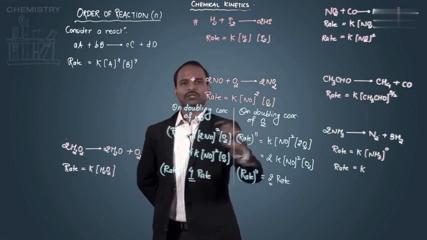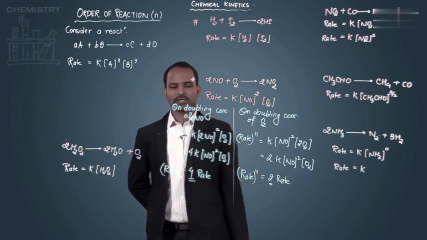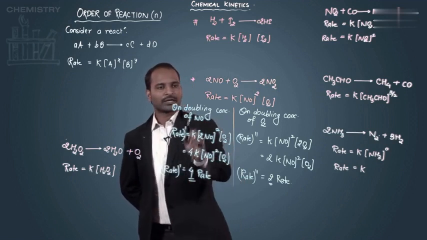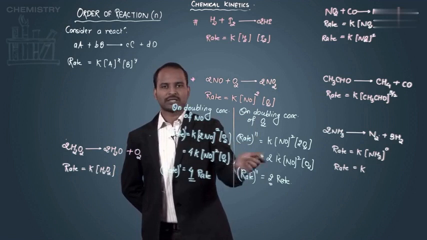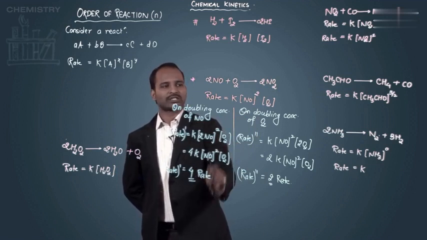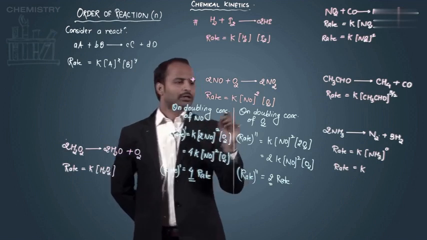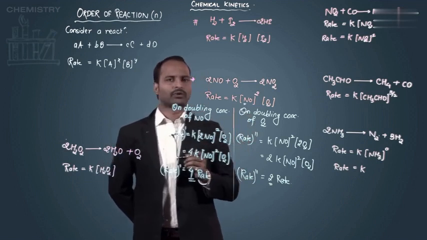If I'm doubling the concentration of O2, the rate of reaction increases by 2 times. So just by looking at this example, I can say rate depends more on which reactant? Simply, the answer is NO. Because when the same change is done, the rate of reaction changes more for NO. So the rate of reaction is more dependent on NO. Why is it dependent more on NO?